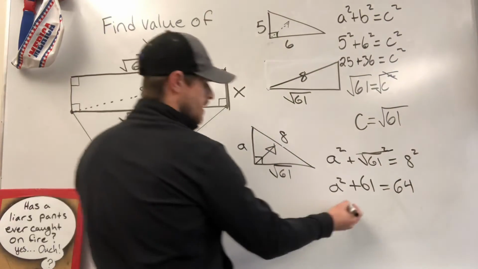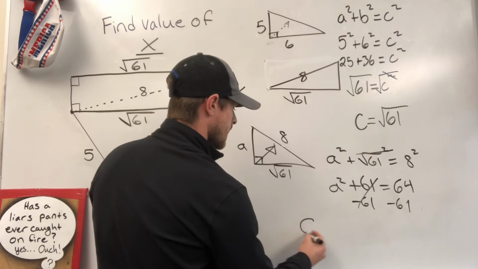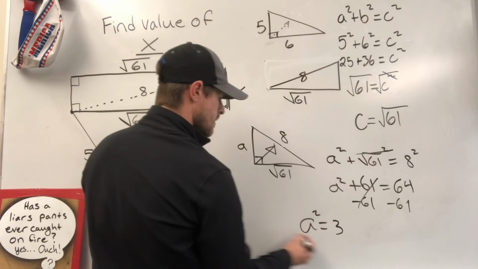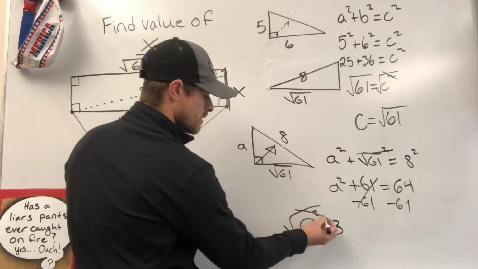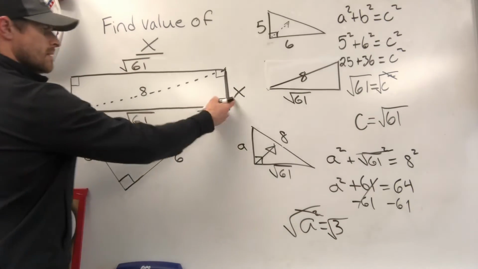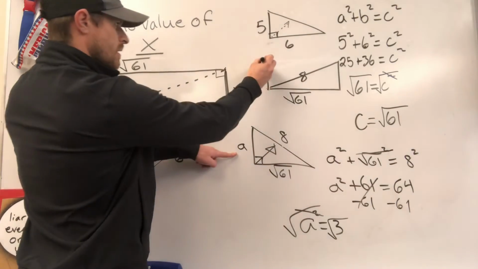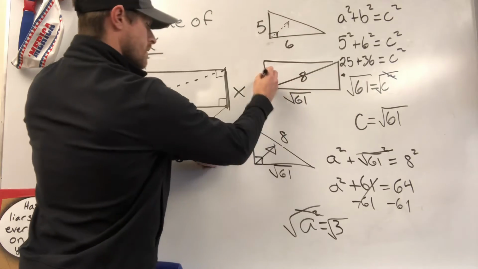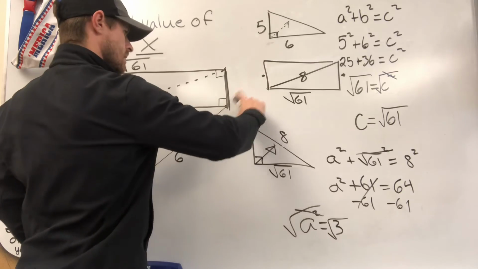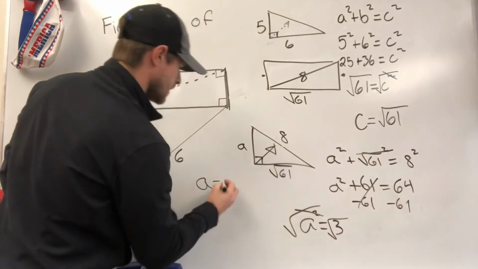Two-step equation, we're almost there. Minus 61 cancels minus 61. A squared equals 64 minus 61, which comes out to 3. Square root it to cancel. Square root it on the other side. A, or in this case, x, remember A was matched up with x. A is the square root of 3.